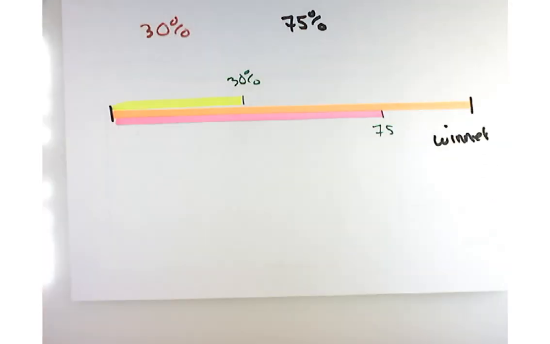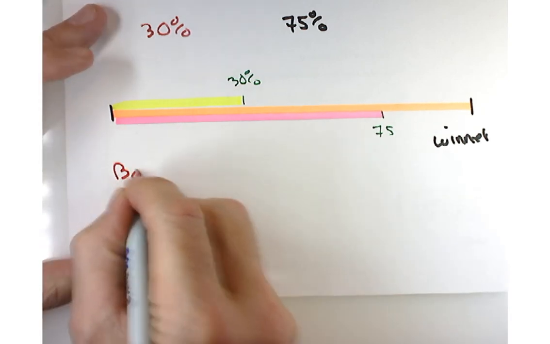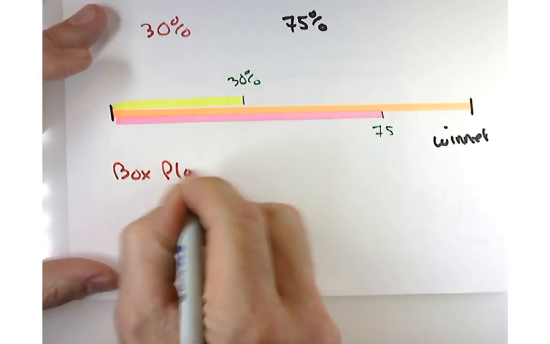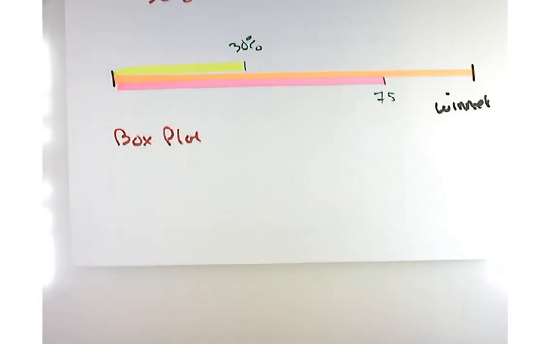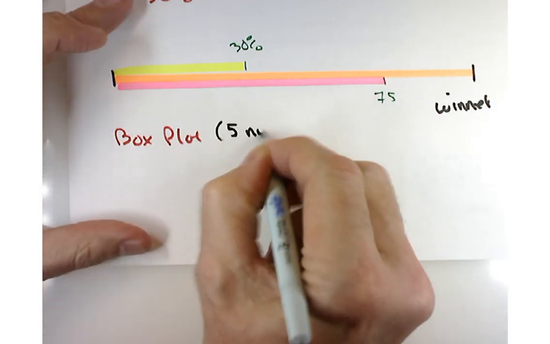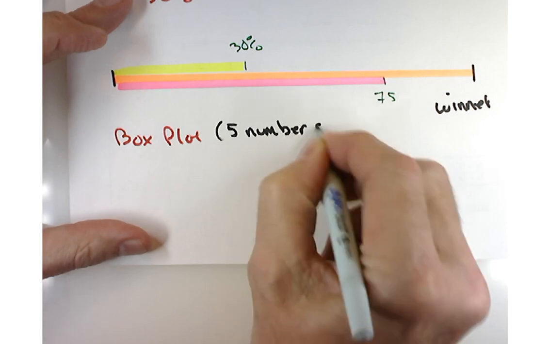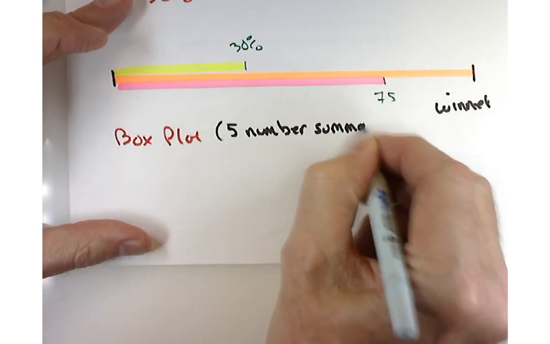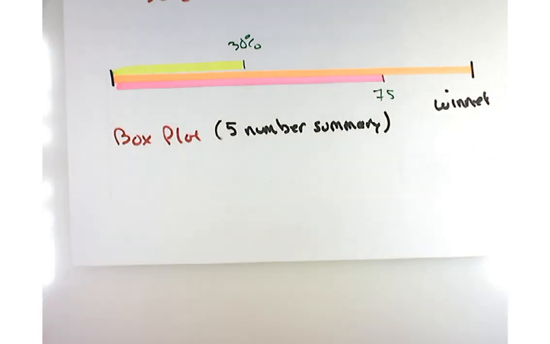Some of these numbers that we're getting are going to be part of something called a box plot. So let me talk to you about what a box plot is, and then we'll do one for example B. A box plot is a nice thing. It's also called, AKA, the five number summary. So it goes by both of those names.